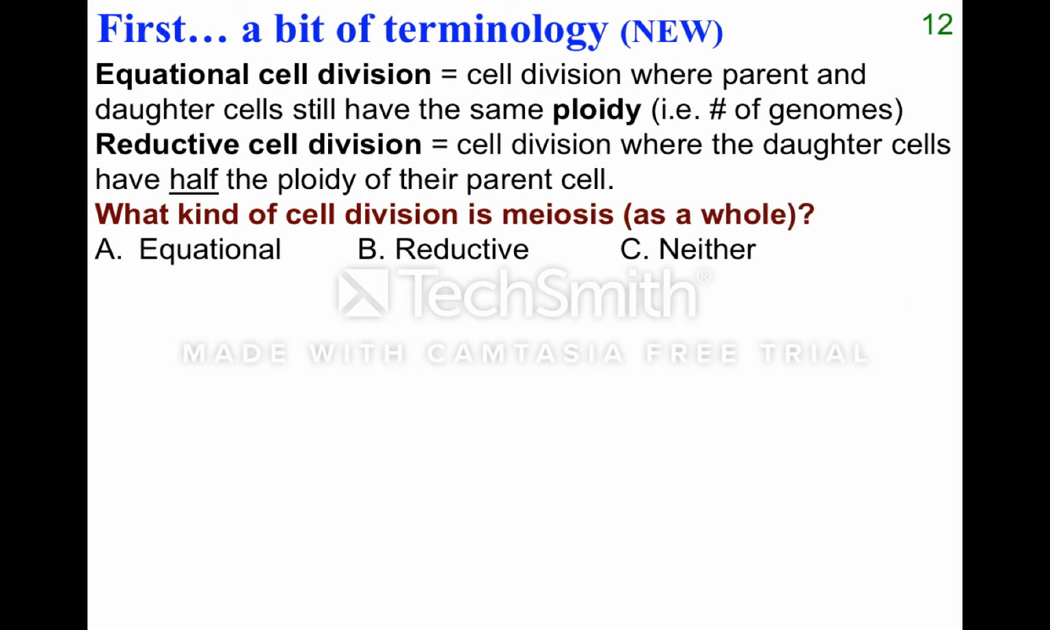Now for meiosis as a whole, what kind of cell division do we have? So pause it now. Okay, so hopefully you chose reductive. Meiosis is in general reductive because the gametes you produce have half of the chromosomes that the original parent cell had. So why does meiosis actually have to be reductive? Why can't it be equational? Okay, so pause it now.